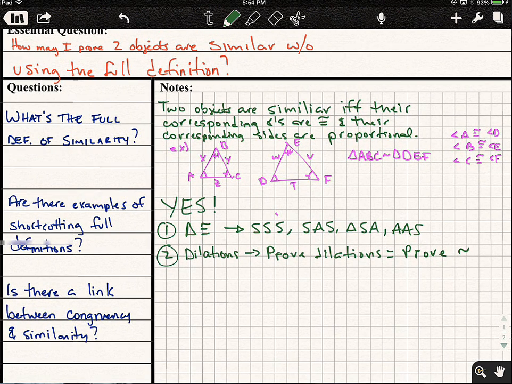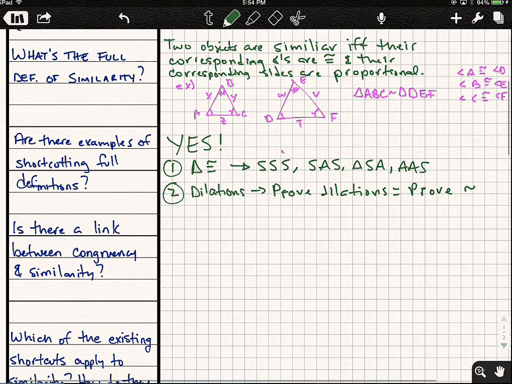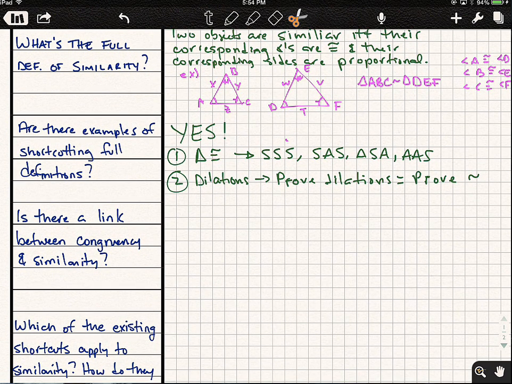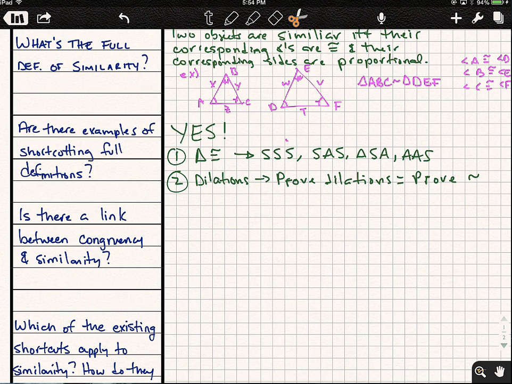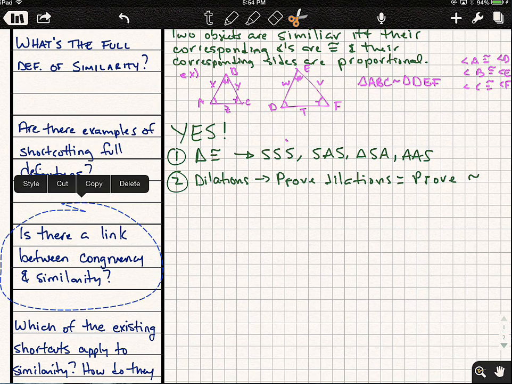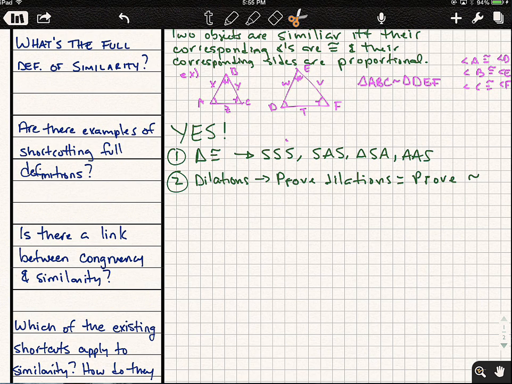Now, this is really good news for us because we know we have this full definition we're trying to meet, but we do have examples of where a full definition was actually unnecessary. So we're probably going to be able to find a way to shortcut this information for our purposes. There probably will exist some shortcuts to triangle similarity.